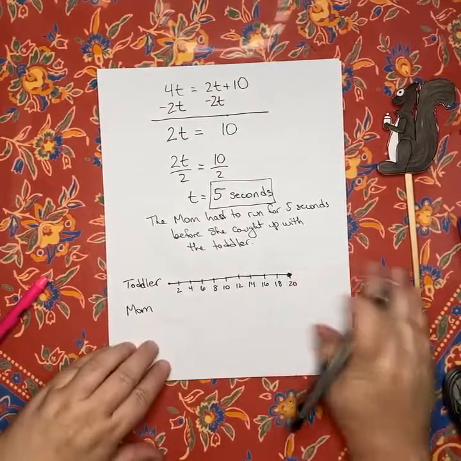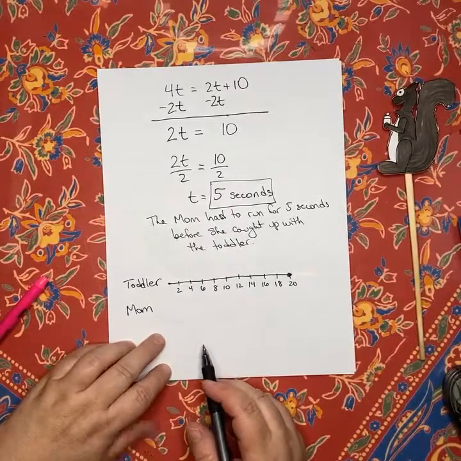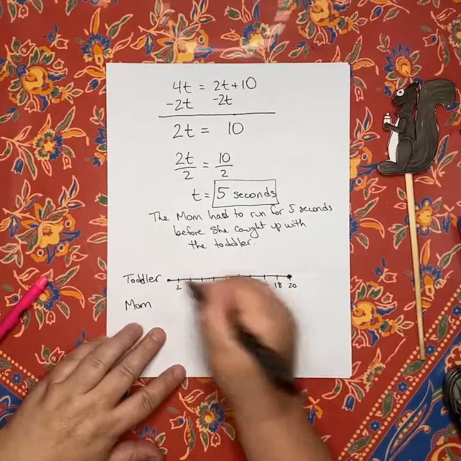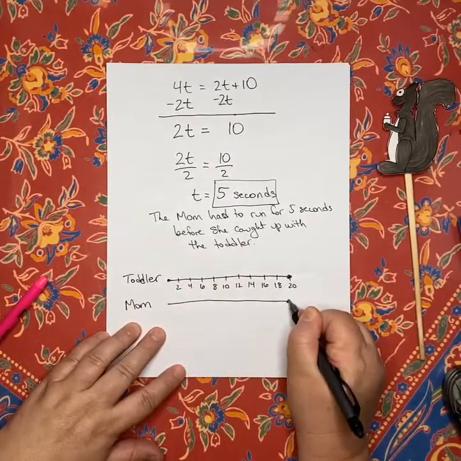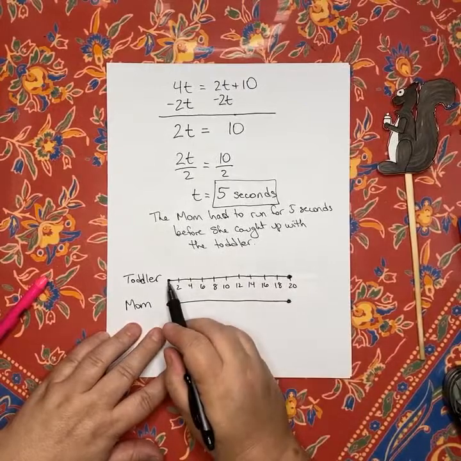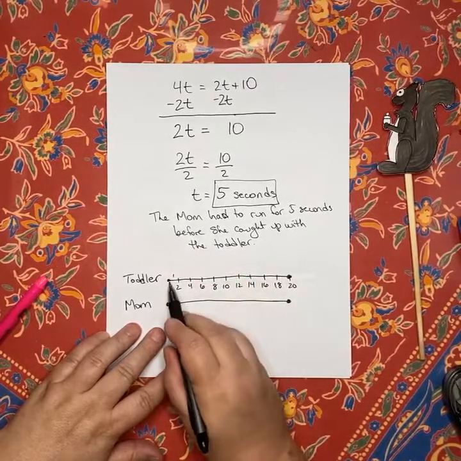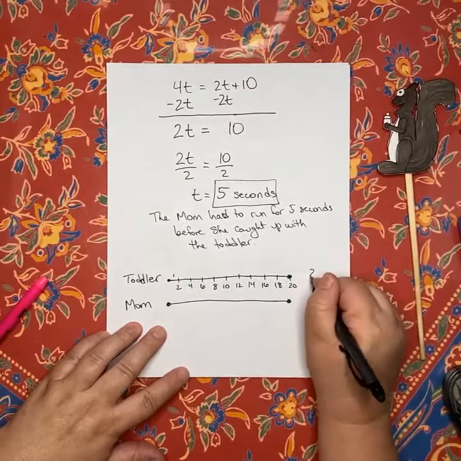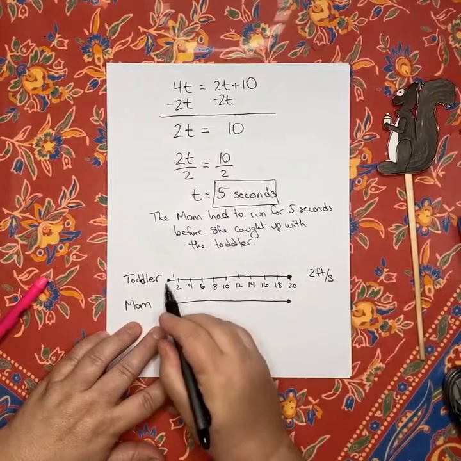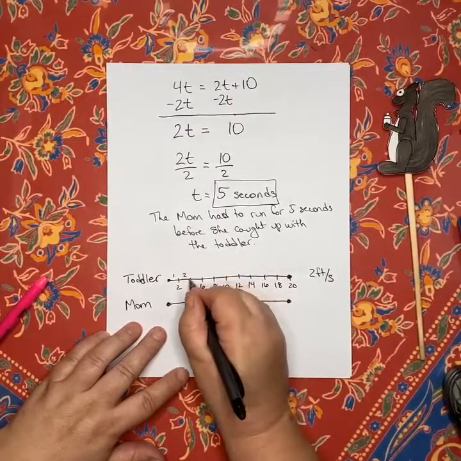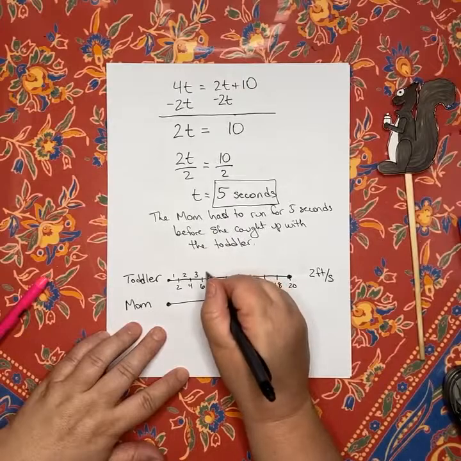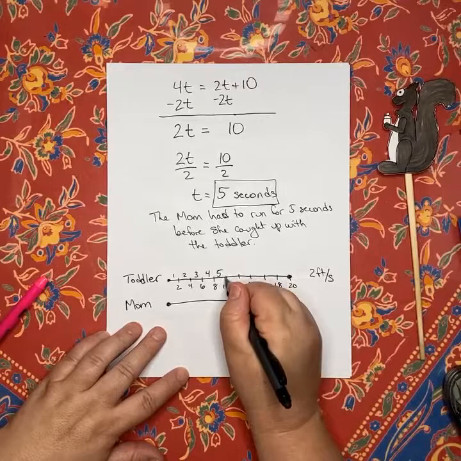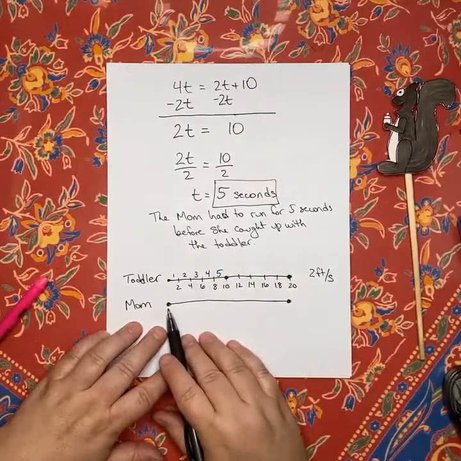Okay. So what happens for the first 5 seconds? For the first 5 seconds, remember the toddler is running 2 feet per second. So in 1 second, 2 feet. 2 seconds, 4 feet. 3 seconds, 6 feet. 4 seconds, 8 feet. 5 seconds, 10 feet. So this is where the toddler is when the mom goes, oh no.